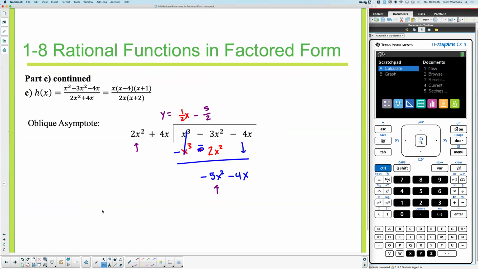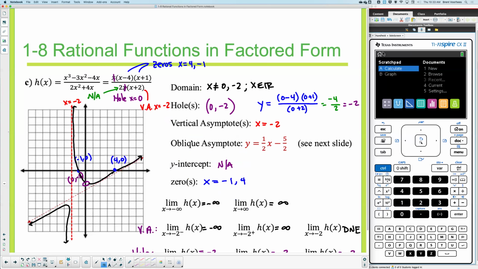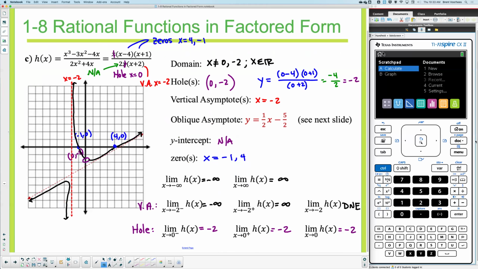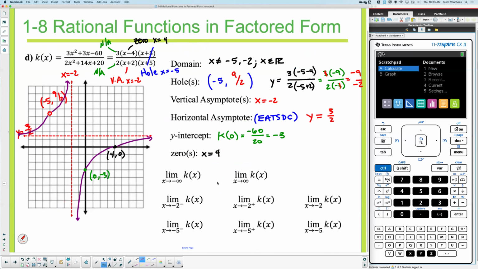I don't want to forget, I'm going to go back and add in, this one was BOTN, the oblique asymptote. This was the rule BOTN. Put that on your notes so you can go back and look at it later. That's BOTN. It was bigger on the top.